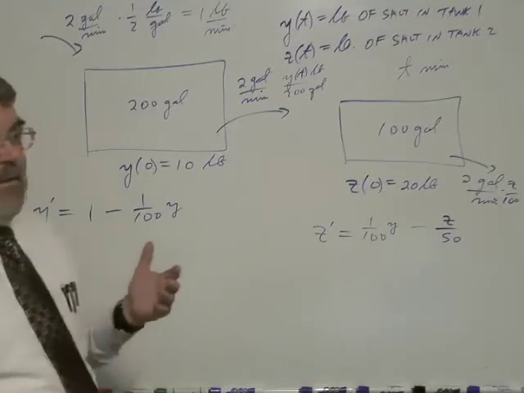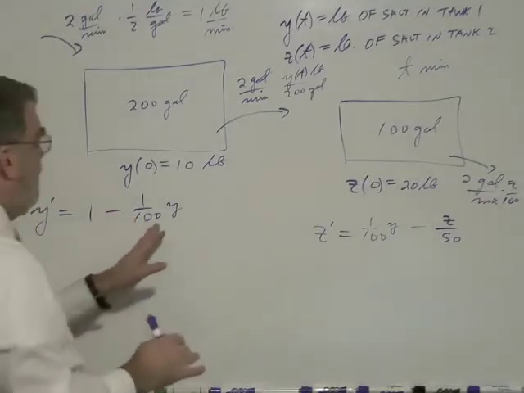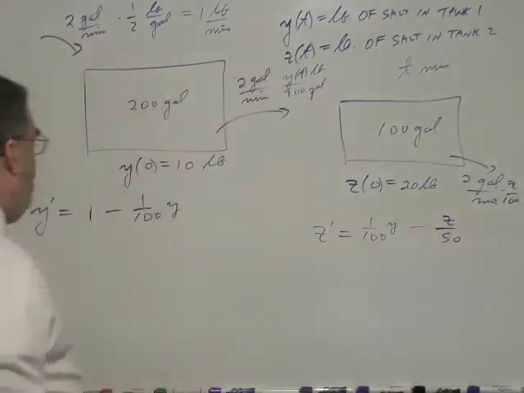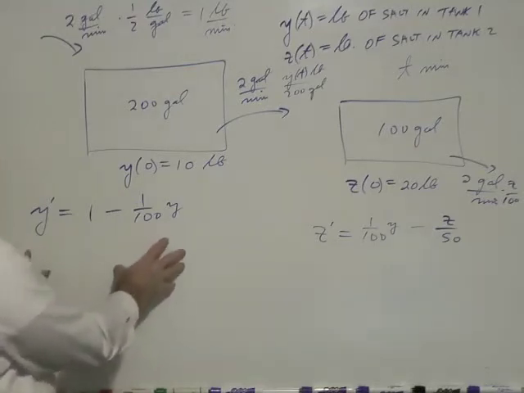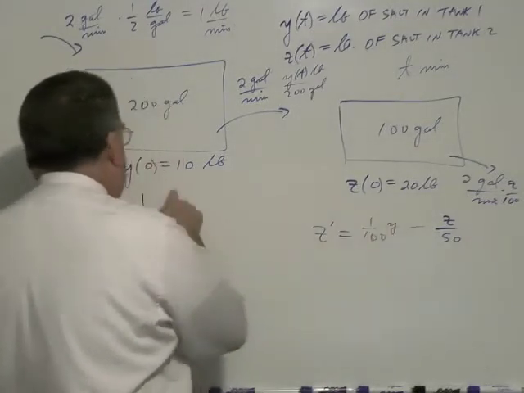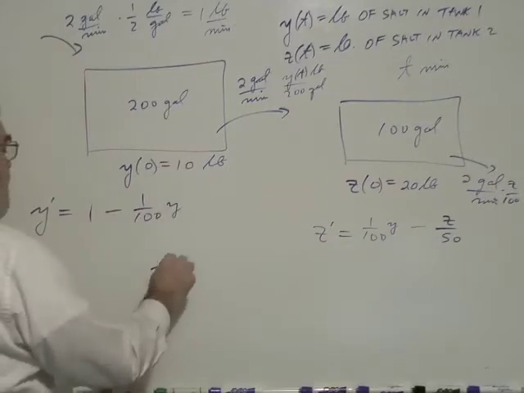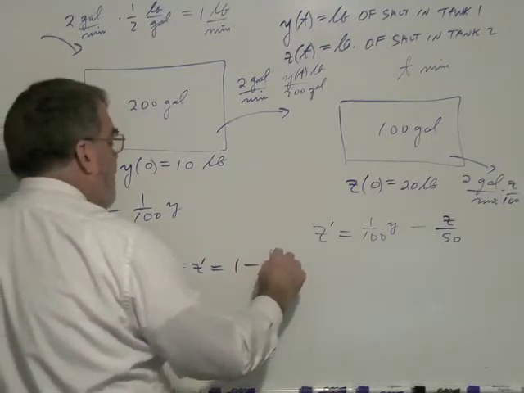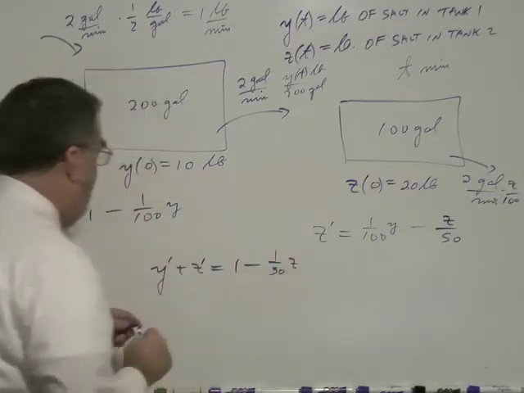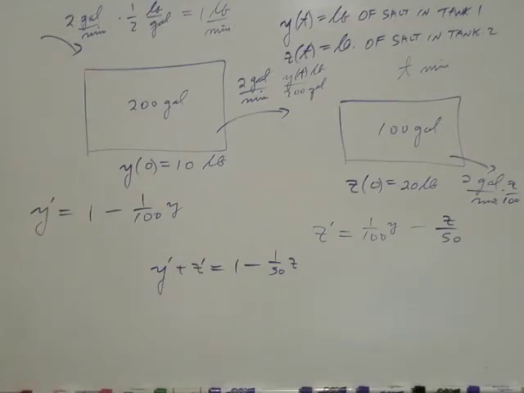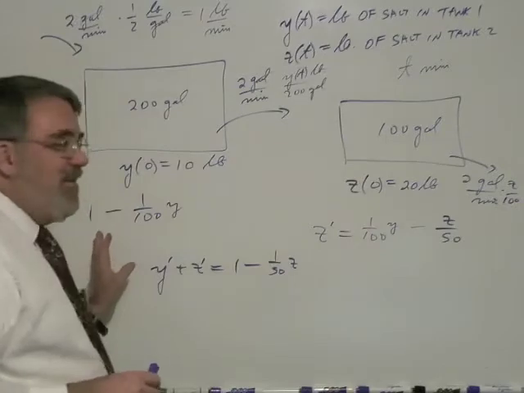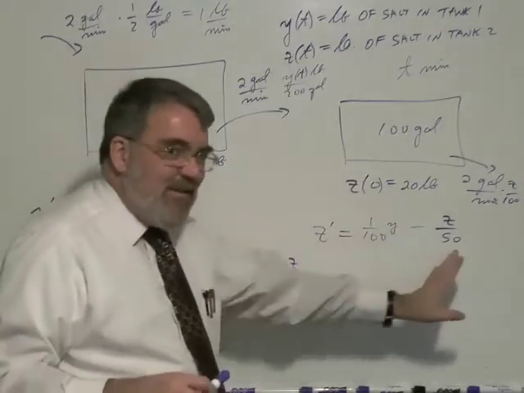You might think of it as a system of 2 equations. Y prime is 1 minus 1/100th Y. Z prime is 1/100th Y minus Z over 50. And I pondered about putting these together. If I added these 2 equations together, this term will disappear, and we'll end up with Y prime plus Z prime equals, what would it be, 1 minus 1/50th Z. And I don't know how to solve that, especially with anything we've discussed up to this point. So I think my strategy here is to solve for Y in this equation, put Y over here, and then I can solve for Z.